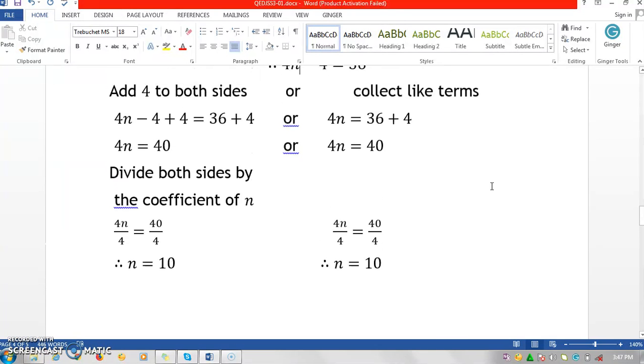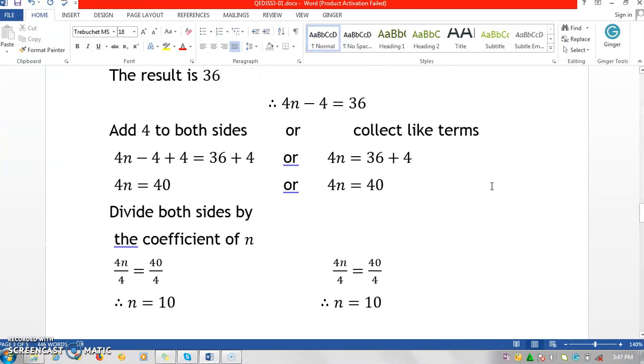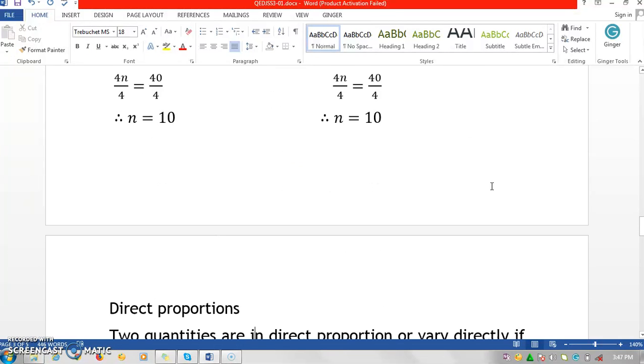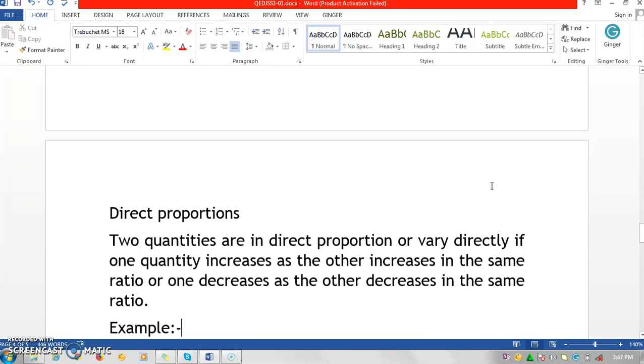Or we use this other method, just collecting like terms, to bring the constant to one side and the one that has the unknown variable to the other side. So that means the 4, which is minus 4, will go to the other side, and that will give us 4n equals 36 plus 4. That is 4n equals 40, and by the time we divide both sides by 4, we'll have n equals 10. That is quite simple.